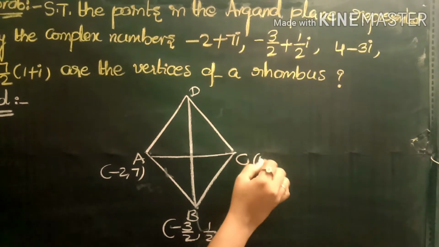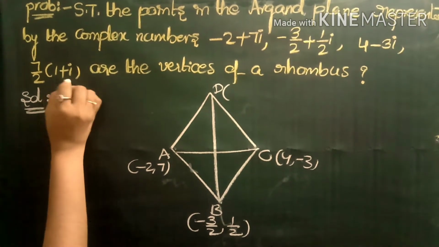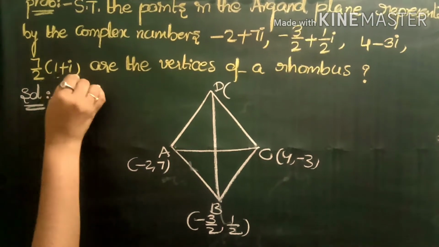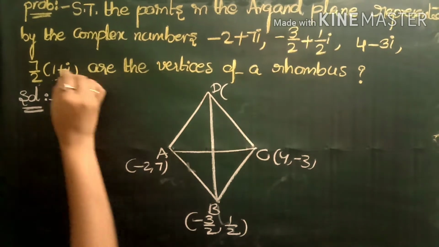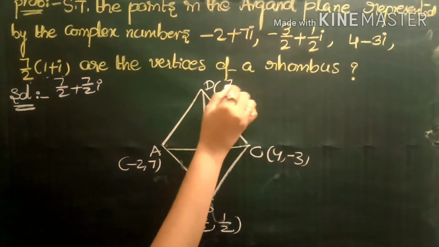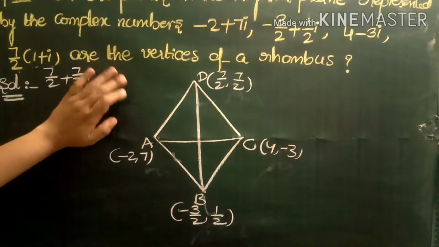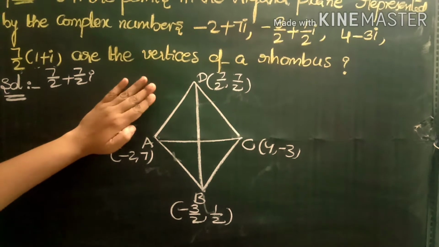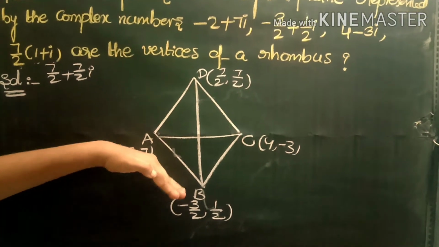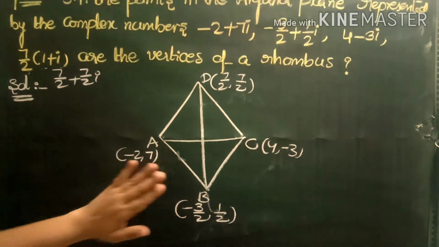And the third point C is 4, minus 3. And the last point D is 7 by 2 into 1 plus i. Multiplying these two numbers by 7 by 2, we get 7 by 2 plus 7 by 2 into i. That is, the last point is 7 by 2, 7 by 2. So we have to show that the 4 points form a rhombus. The condition is all sides are equal and the diagonals are not equal. We have to prove that result.